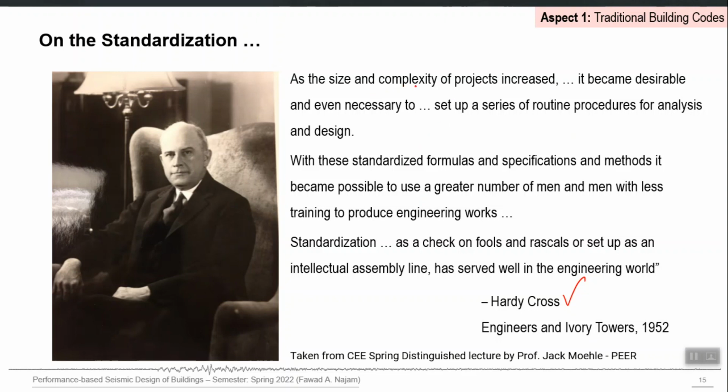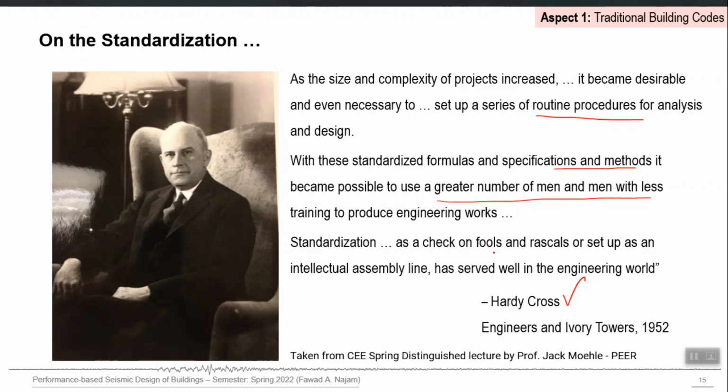He said that as the size and complexity of projects increased, it became desirable and even necessary to set up a series of routine procedures for analysis and design. With these standardized formulas and specifications and methods, it became possible to use a greater number of men with less training to produce engineering works. So, if you standardize a particular procedure, even a person who has less knowledge about that will follow it in a step by step manner and ultimately result in a safer design. This is Hardy Cross saying, right.